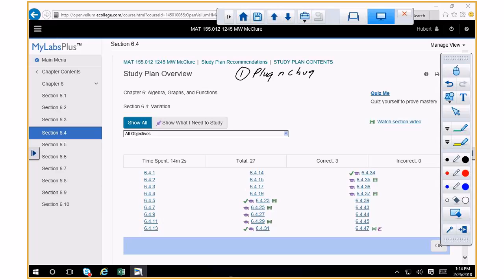The second type of problem: plug and chug and find k. Okay? Plug and chug and find k. The third type of problem: plug and chug, find k, and then they're going to give you more info. I think there's 3 types of problems, okay? So those are the 3 types of problems you're going to see in this homework.